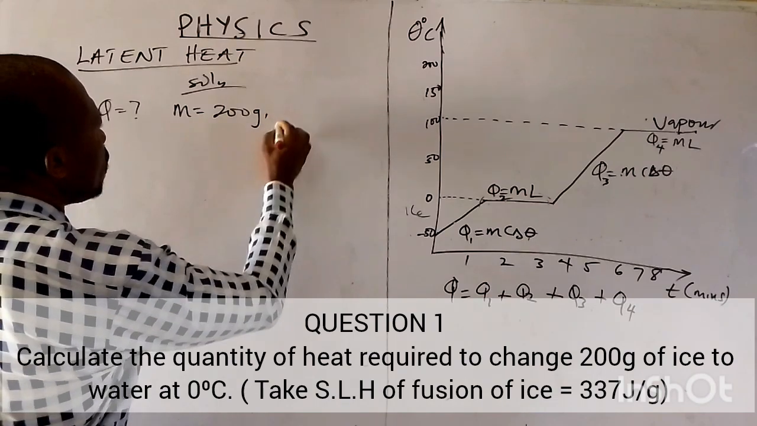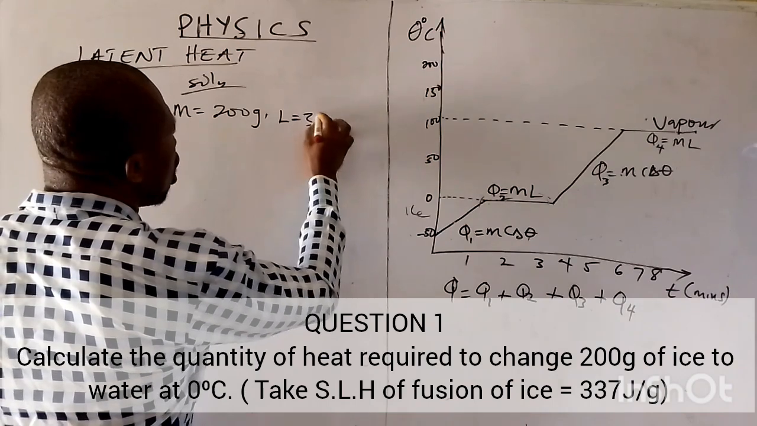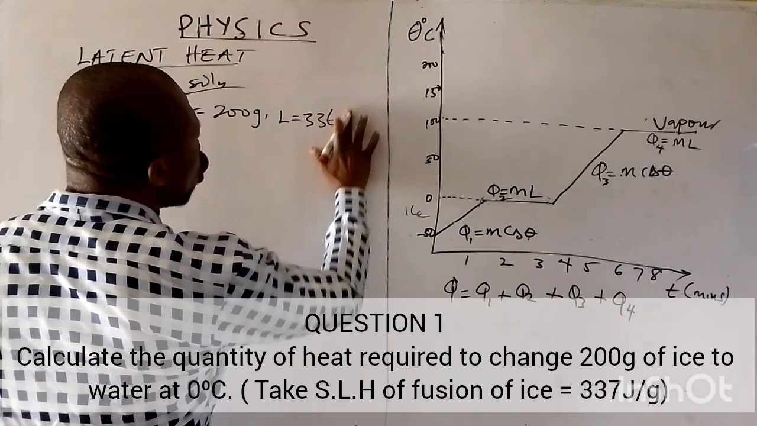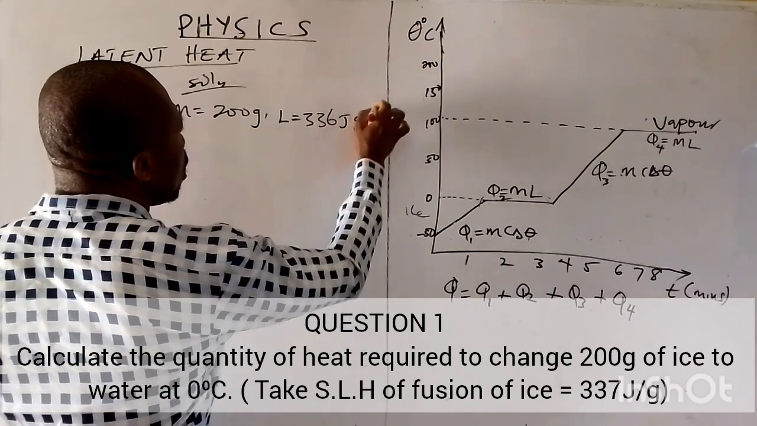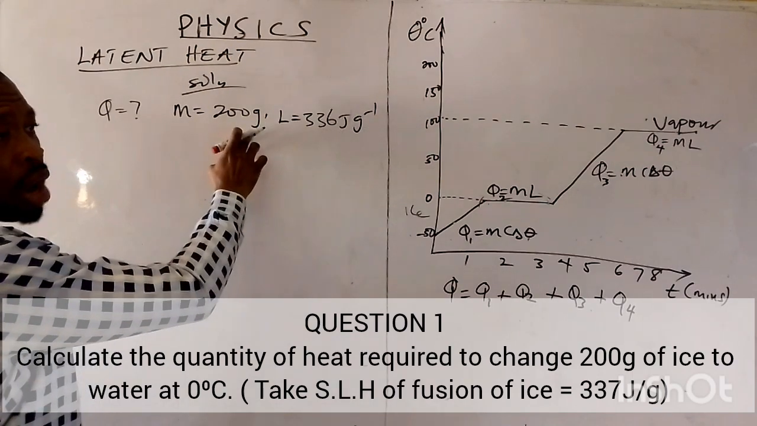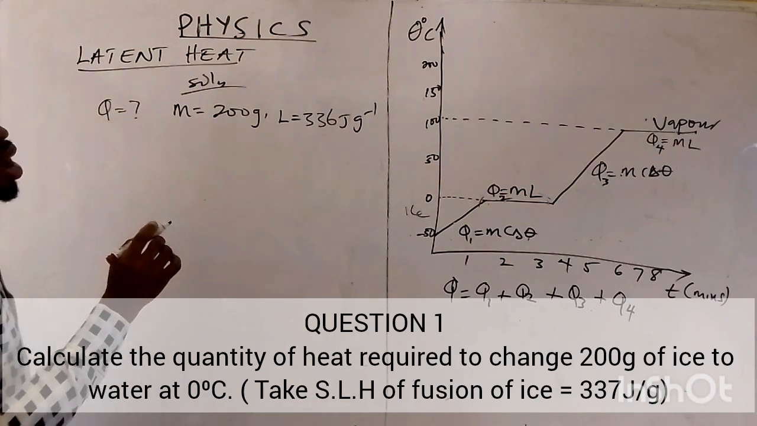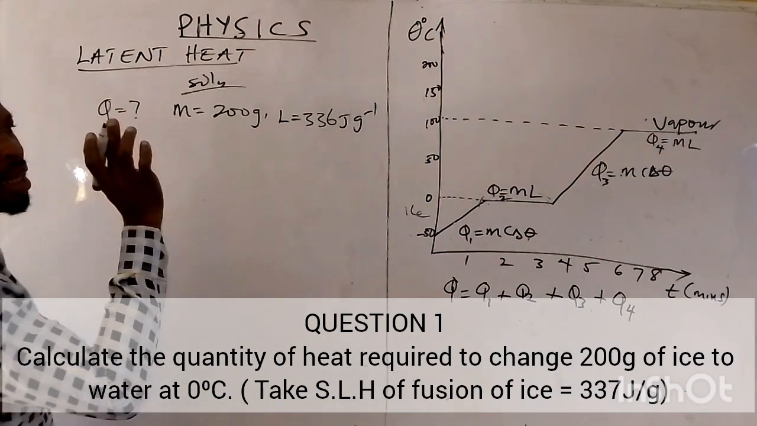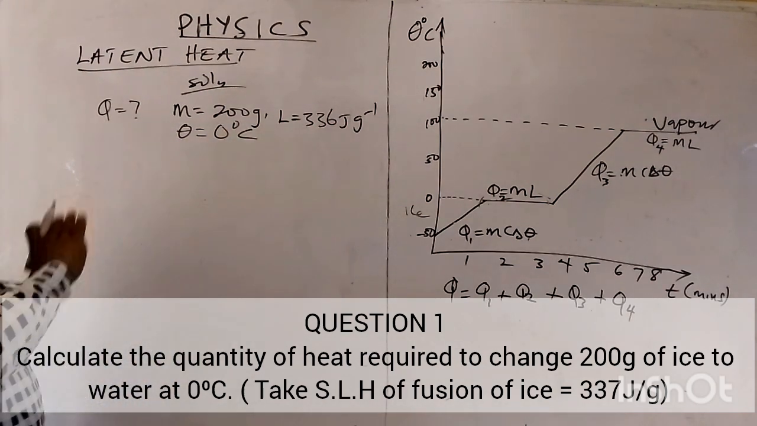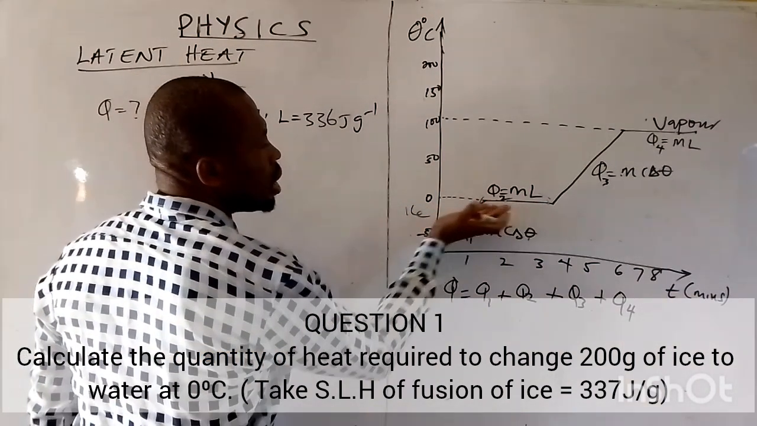Now, the specific latent heat of fusion of ice here is 336 joules per gram. Because this one is in grams, leave this one in grams and then continue. With our question, remember that they said theta here is 0 degrees Celsius. That means the conversion is done at a constant temperature.